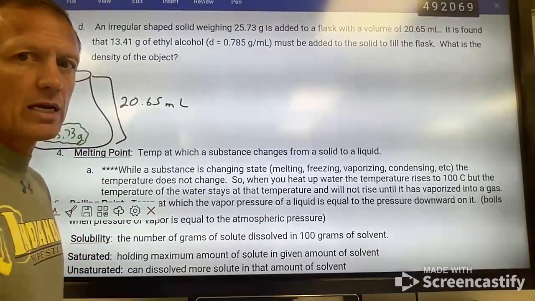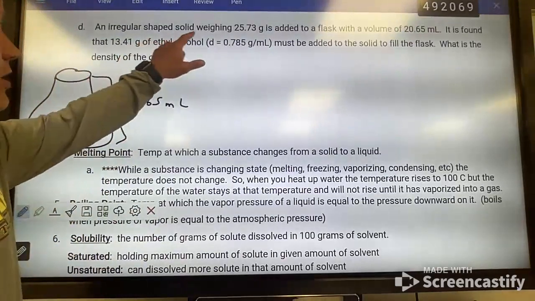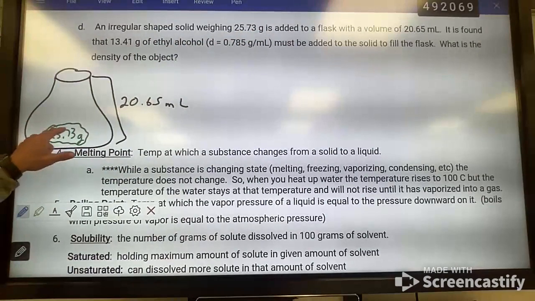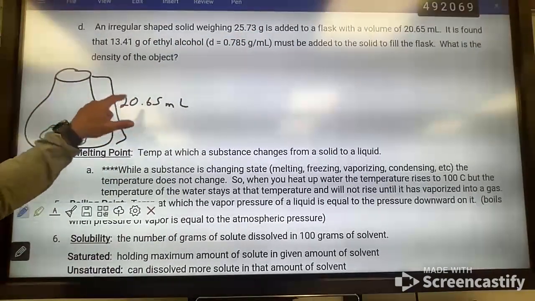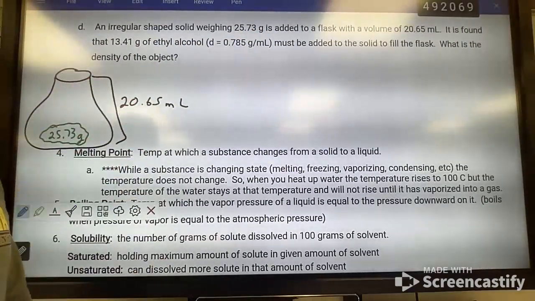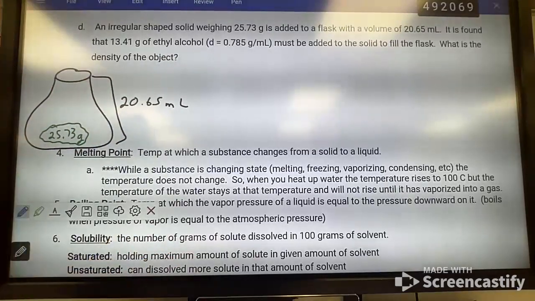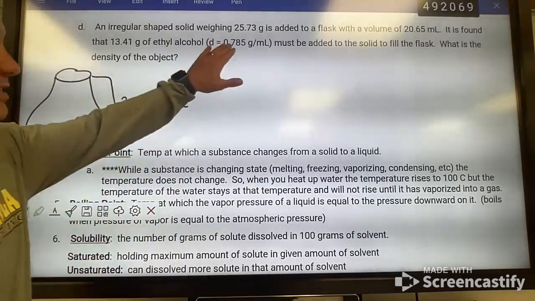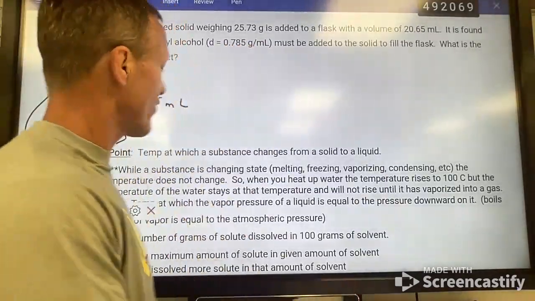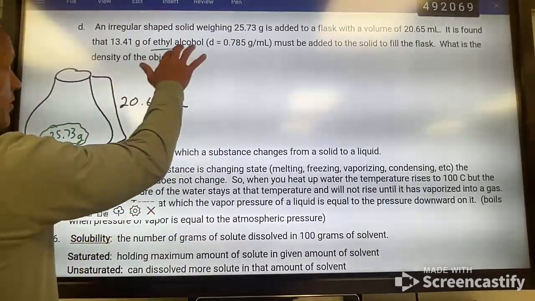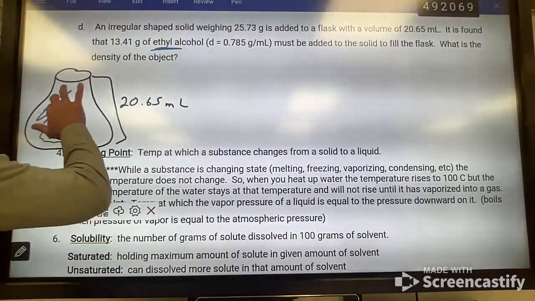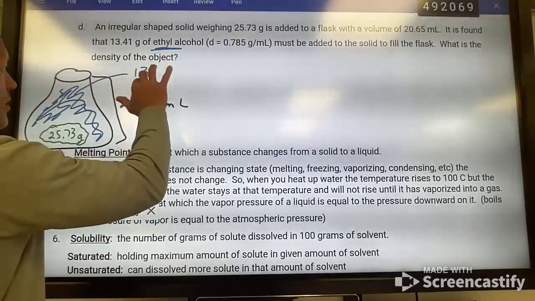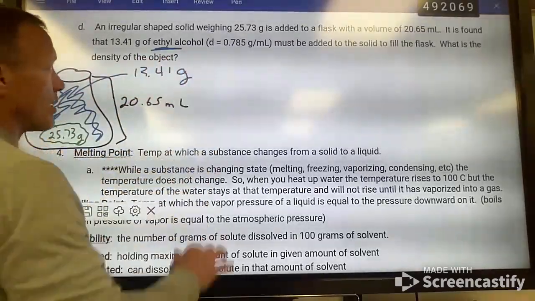It tells you that an irregular shaped solid weighing 25.73 grams is added to a flask. So here's our solid, weighs 25.73 grams. It's added to a flask. The flask volume is 20.65 milliliters. So that's how much liquid it would hold. And it's found that 13.41 grams of ethyl alcohol of this density must be added to the solid to fill the flask. So if the blue is our ethyl alcohol, when they put ethyl alcohol in here, here's our ethyl alcohol they put in there. They put in 13.41 grams of ethyl alcohol.